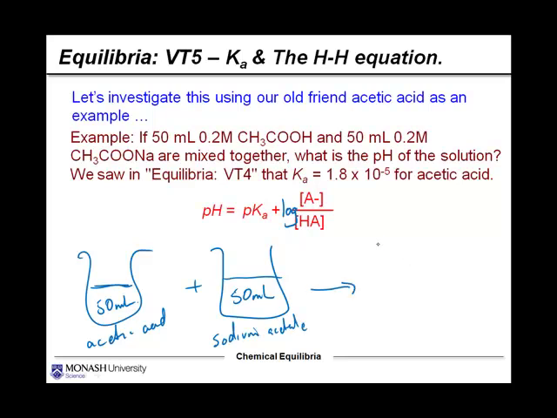I've got another beaker, and it's got 50 mils of our sodium acetate. I'm going to mix them together into another beaker. What is the final volume? It's 100 mils, isn't it? So I put it to you that the concentration that we see in the question, which for both of these things is 0.2, once we've mixed them together, you actually have to adjust that concentration.